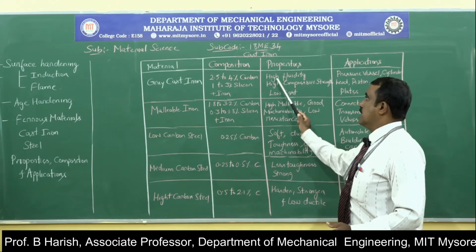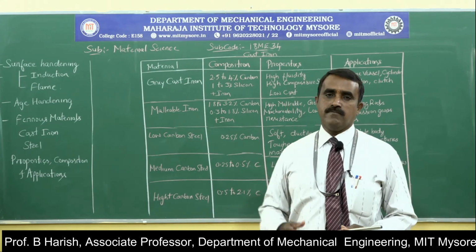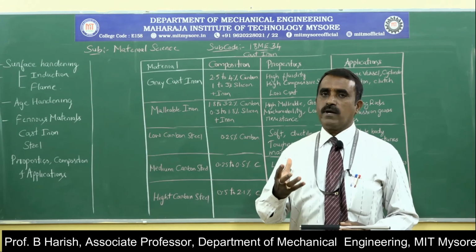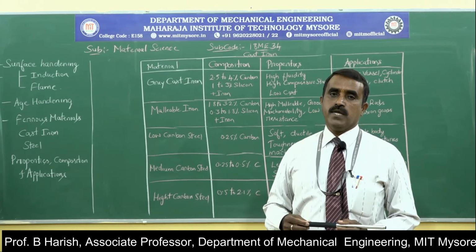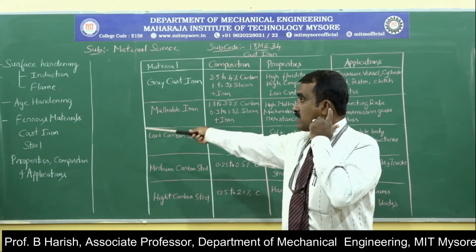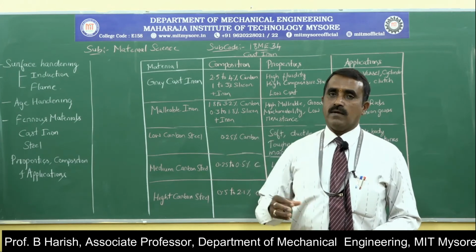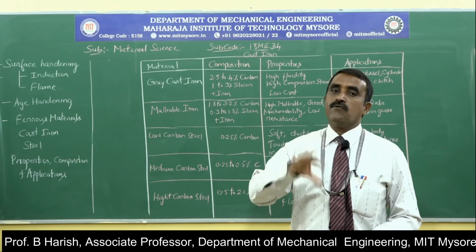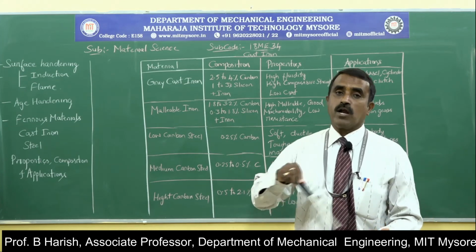Then coming to its properties, it has high fluidity. What is fluidity? Fluidity is nothing but being easily flowable. Here iron is a solid metal, so the question arises how it flows. In the casting process, the metal is heated and poured into the cavity. When it is poured into the cavity, it should easily flow and fill the cavity. If it has high fluidity, it fills the cavity uniformly.